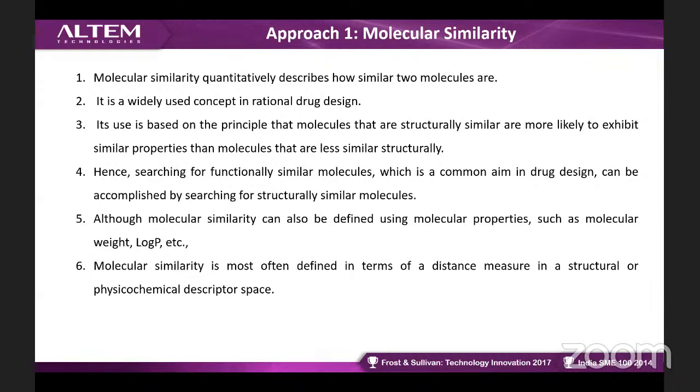That means searching for functionally similar molecules, which is a common aim in your drug designing process, and could be accomplished by searching for similar molecules. What could the similarity be? It could be a similarity based on properties, maybe logP similarity, molecular weight, hydrogen acceptor, donor, or maybe logD. Whatever the properties are, you can search via those properties or by looking into the fingerprints.